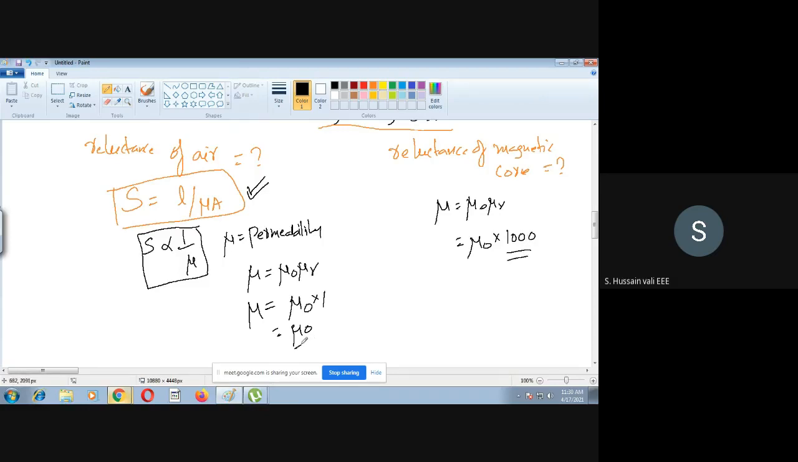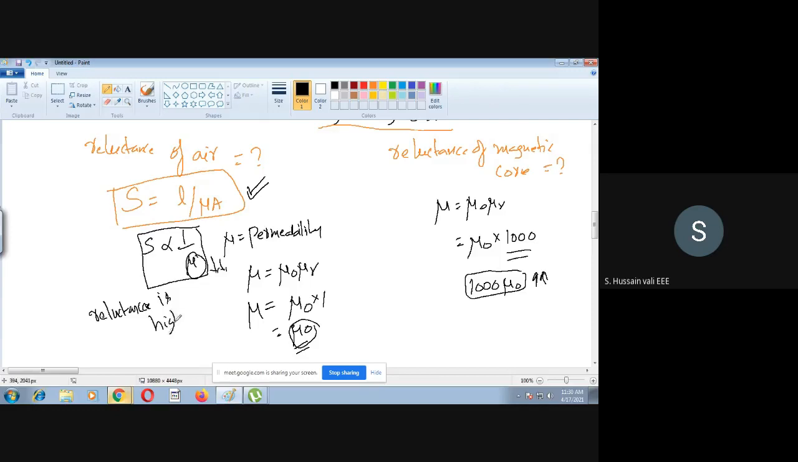So in the case of air, mu is only mu naught, whereas in the case of the magnetic core, mu is 1000 mu naught. So in which case is mu more? In the case of the magnetic core, mu is more. It means in the case of air, mu is less. If mu is less, what is the reluctance? Because reluctance and mu are inversely related. In the case of air, mu is less, whereas in the case of the magnetic core, mu is higher. So what about the reluctance if mu is lesser? S is high. So in this case of air, reluctance is higher.